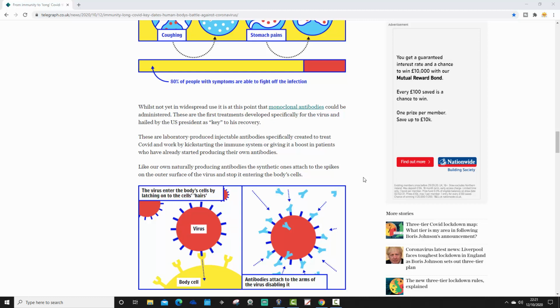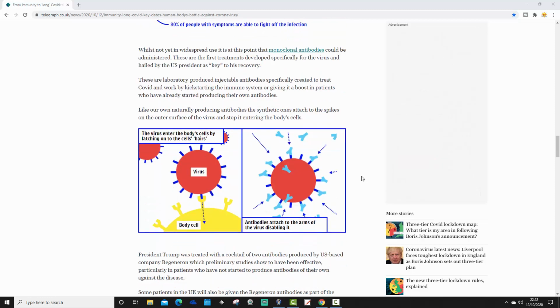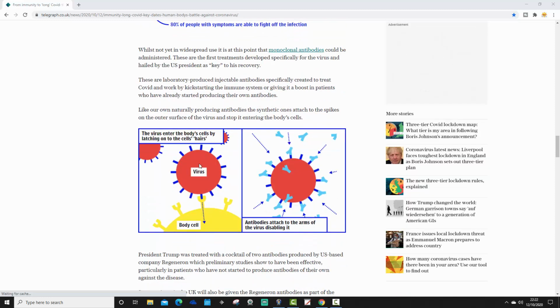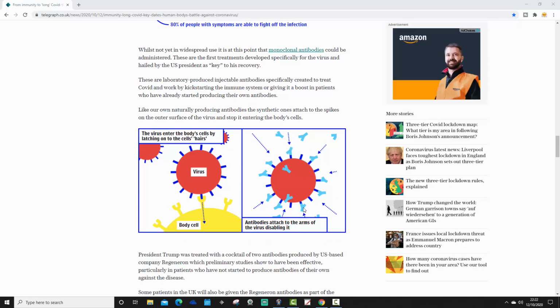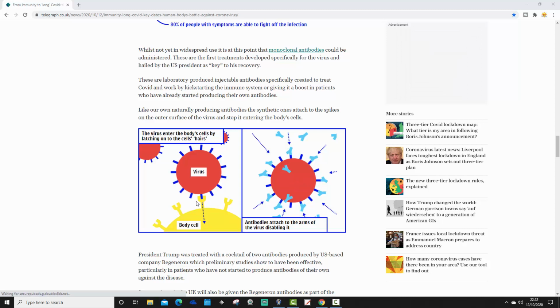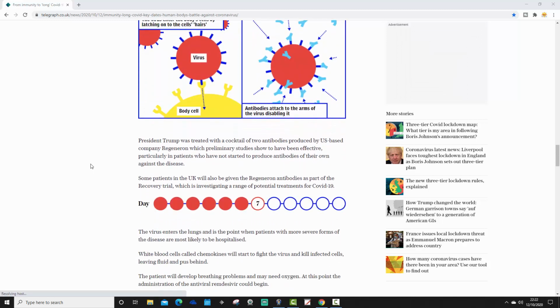Like our own naturally produced antibodies, these synthetic ones attach to the spikes on the outer surface of the virus. Of course, that's why it is called a coronavirus, because it's very crown-like in appearance. It stops it entering the body's cells. Nice little diagram there of the virus entering the cell on the left, and the antibodies acting as gatekeepers, preventing the virus from attaching to the cells via these spikes, sort of closed off, locked up, I suppose, by the antibodies.